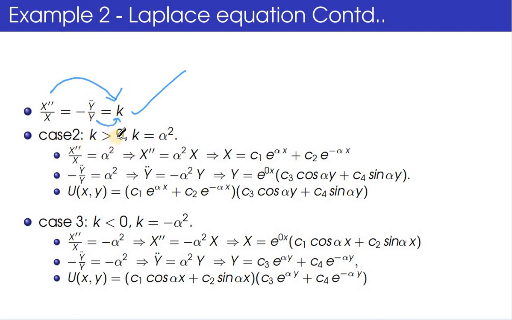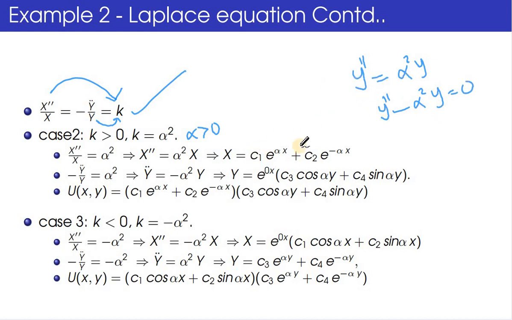And in case 2, we consider k to be a positive number. Since k is a positive number, it can be taken as alpha square with alpha strictly greater than 0. Alpha equal to 0 we have already discussed in case 1. So k equals plus alpha square. So X double dash by X is equal to alpha square, which implies X double dash is equal to alpha square X. So it is something like y double dash is equal to alpha square y, and for that you can write y double dash minus alpha square y equal to 0.